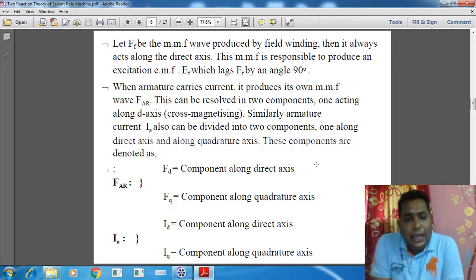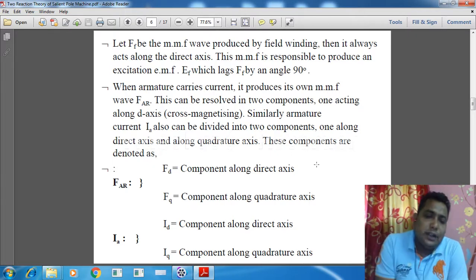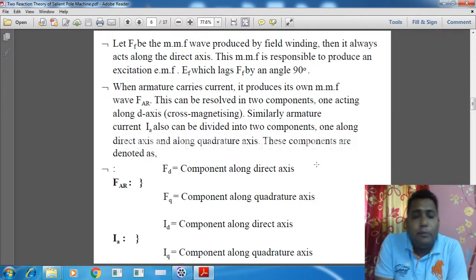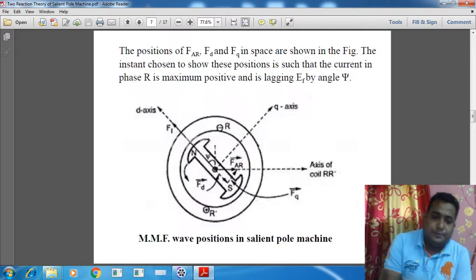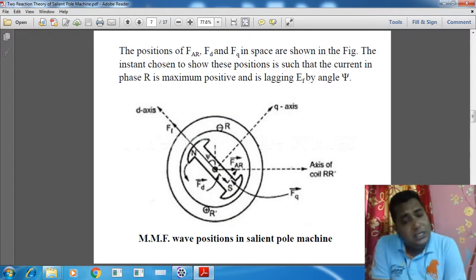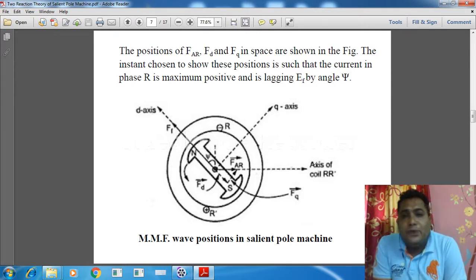So FAR, the armature MMF, has two components, FD and FQ. FD is the component along the direct axis and FQ is the component along the quadrature axis. Like that, the current has two components, ID and IQ. ID is the component along the direct axis and IQ is the component along the quadrature axis. The positions of this FAR, the MMF of armature reaction, and FD and FQ in space are shown in the figure below.